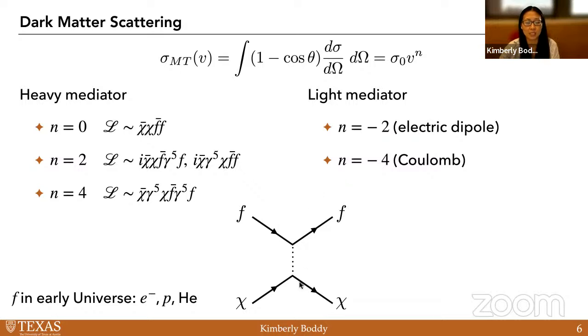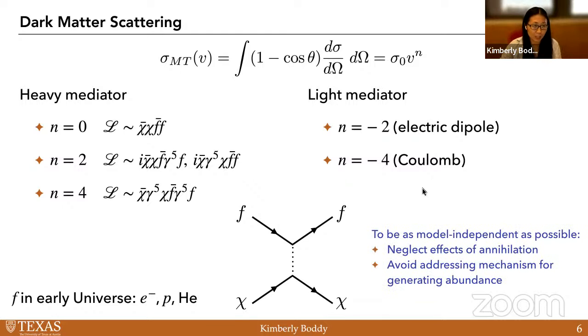If you assume, say, for instance, that dark matter has an electric dipole moment, or that dark matter has some maybe small amount of electric charge, this would give, for instance, a Coulomb-like scattering. And the behavior of the cross-section looks like v to the -4.